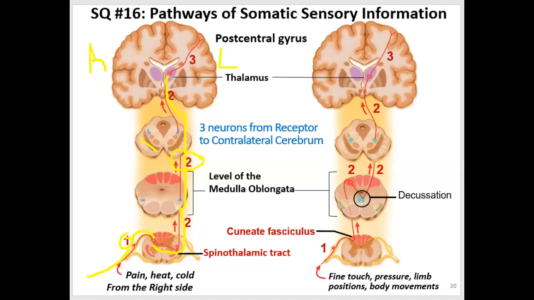And then the third sensory neuron starts in the thalamus and travels to the primary motor cortex. So there are 3 different neurons involved from the body to the brain in sensory pathways.